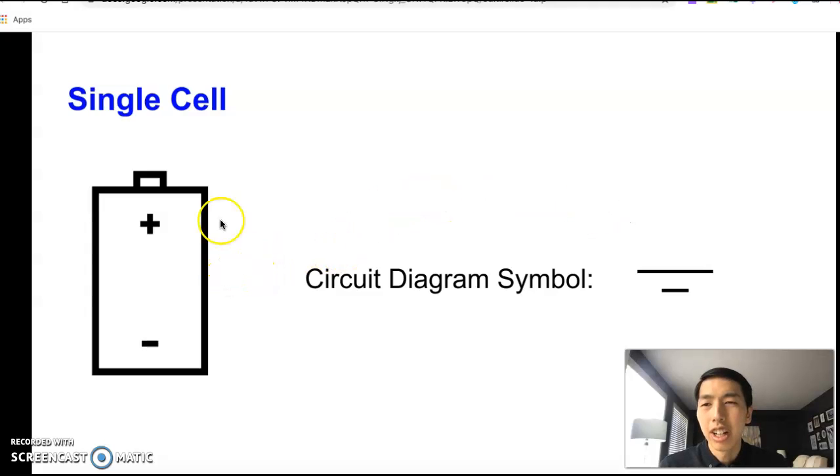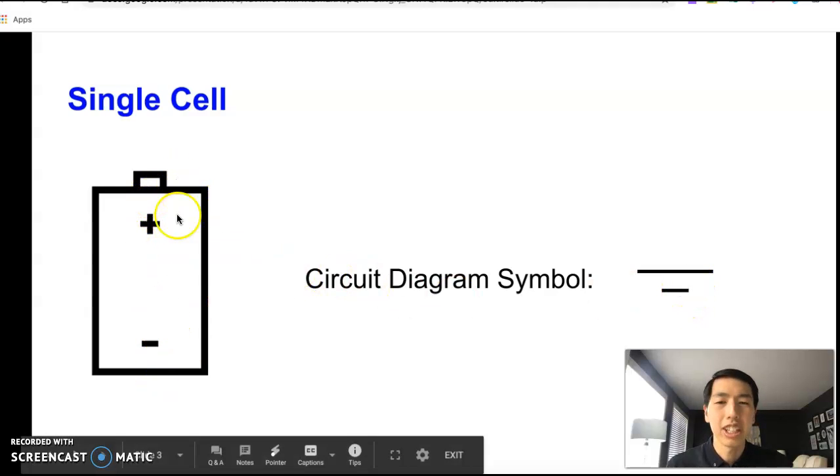But this may be like a picture of an actual battery. However, when we draw one in a circuit diagram, we simply use two lines. Two parallel lines, one longer, one shorter. The longer one actually represents the positive end of the battery or cell. The shorter one represents the negative end. So I have these positioned so that they kind of line up with the positive and negative in the picture.